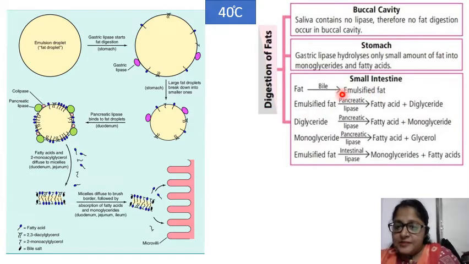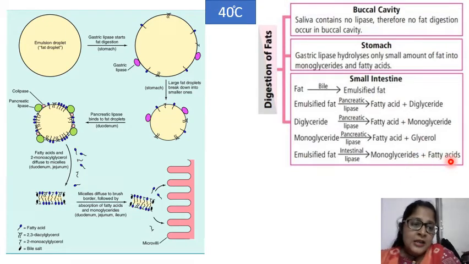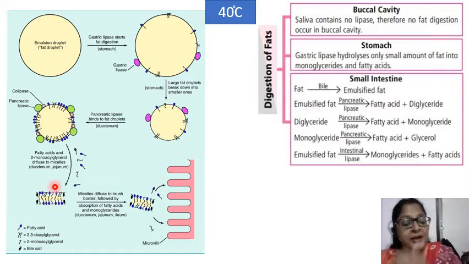Then on this emulsified fat, the pancreatic lipase acts, and they are gradually digesting them finally into monoglycerides and fatty acid. So over here we can see that this pancreatic lipase binds to the fat droplets, and they gradually are getting like this, forming micelles, and finally they are moving to this microvilli for absorption.